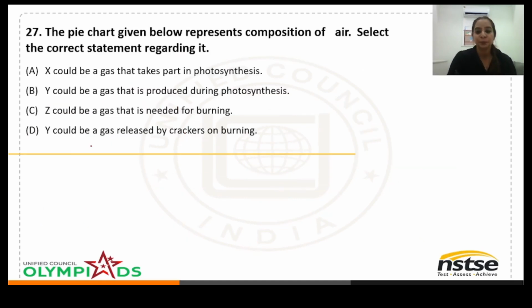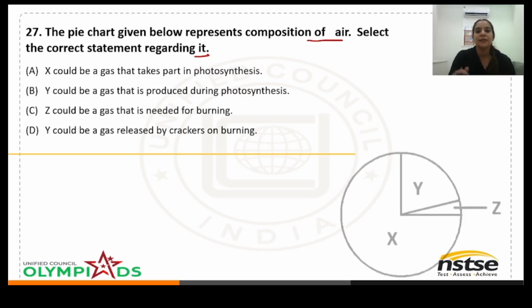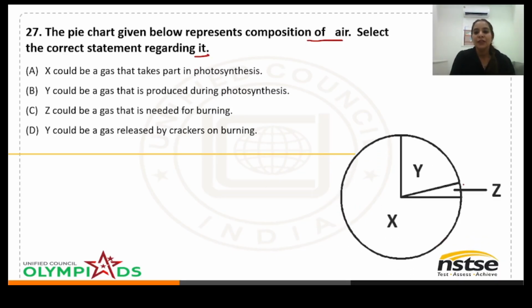Next question says, the pie chart given below represents the composition of air. Select the correct statement regarding it. This is the pie chart. So this pie chart is representing the composition of air, and we need to select the correct statement out of the given options. Now let me tell you here, if I talk about the composition, this X area you can see is the bigger.